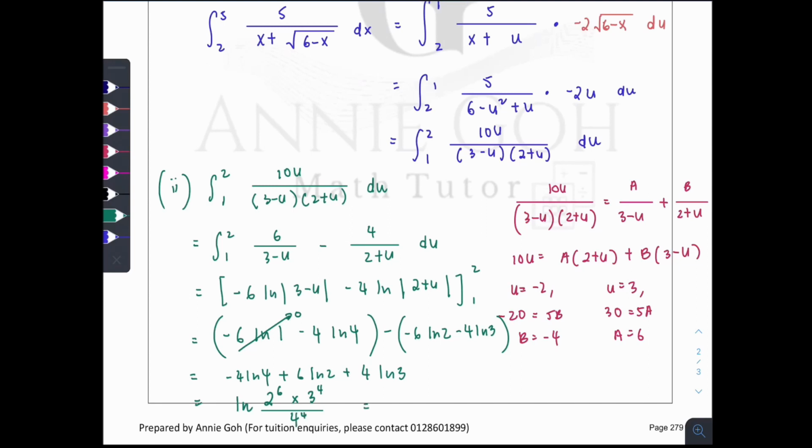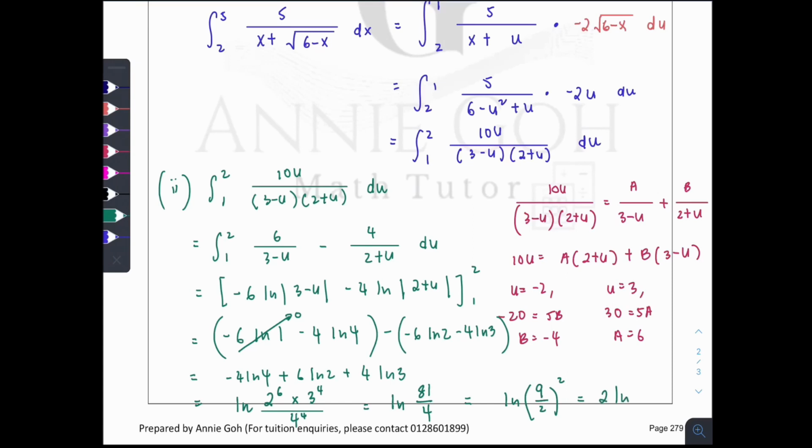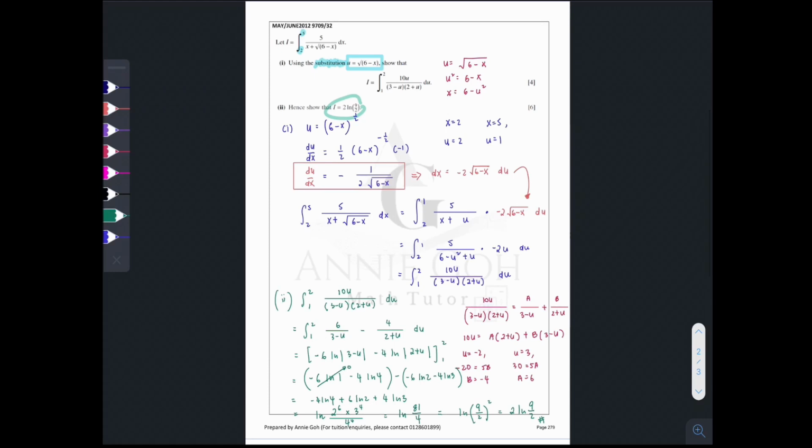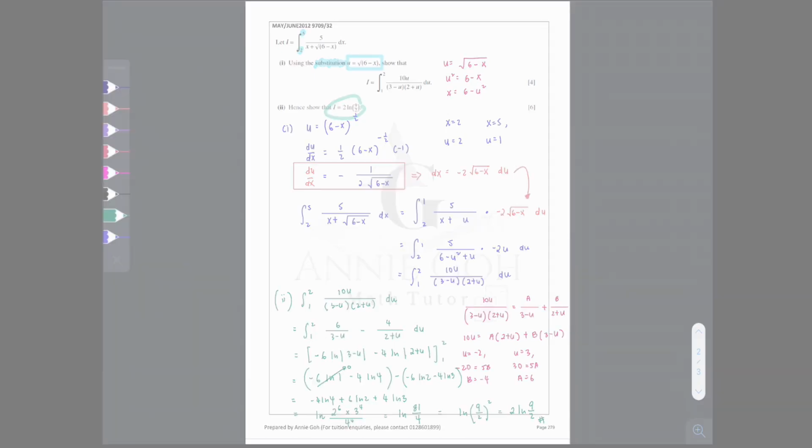And hence, we should get ln 81 over 4. To simplify it into what the question wants, you can make it 9 over 2 to the power 2, where the 2 can be brought to the front, so it becomes 2 ln 9 over 2. That's how we solve this question. And that's all for the lesson today. Thanks for watching the video.